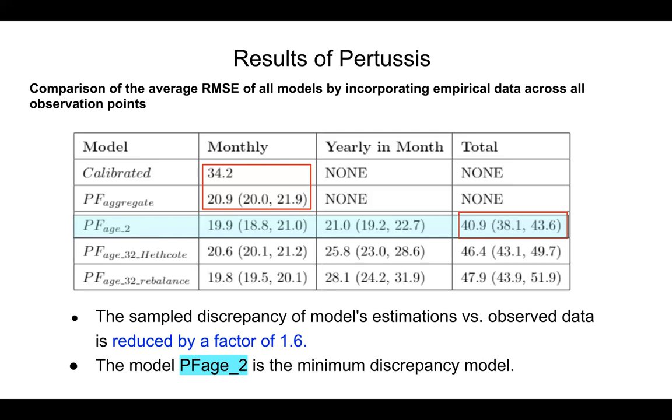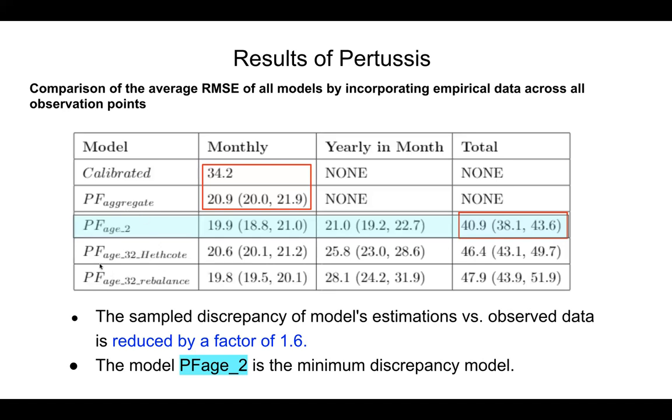But I need to note that this is also related to the previous question about the particle size in a particle filtering model. When I performed the pertussis model, in order to compare all the particle filtering models, I gave all of them the same particle size. The particle size I chose is 10,000. But we know that the particle filtering models that divide the whole population into 32 age groups have a much larger latent space compared with the two age group model and the aggregate model.